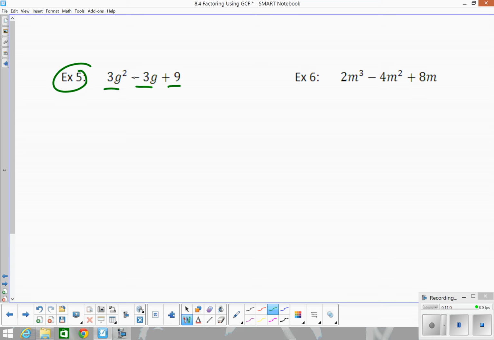I have a 3, I have a negative 3, and I have a positive 9. Don't worry about the signs too much, just worry about the coefficients, which are 3, 3, and 9. So over to the right, I have my 3, my 3, and my 9. Factors of 3: 1 times 3 is 3. Same thing, obviously, 1 times 3 is 3.